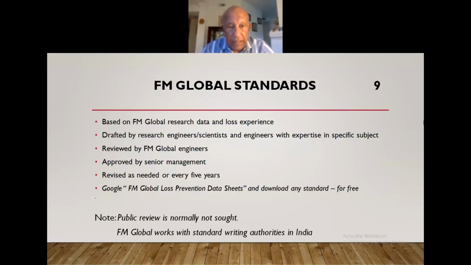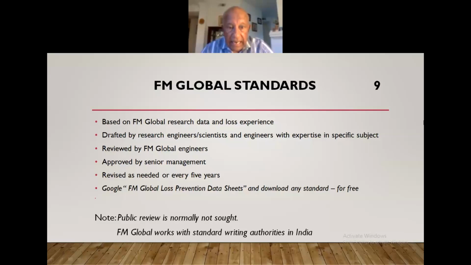The standard is basically drafted by research engineers and scientists. These are PhD engineers working in our research laboratory, and engineers with expertise in a specific subject. That's where I come in. These standards are reviewed by all 2000 FM Global engineers. Normally, all of them don't do it. We normally get about 100 feedbacks, but they are very constructive. We incorporate all of them, or we have to notify the engineer why we did not take his or her comment into account. It's approved by senior management. It is revised as needed or every 5 years.